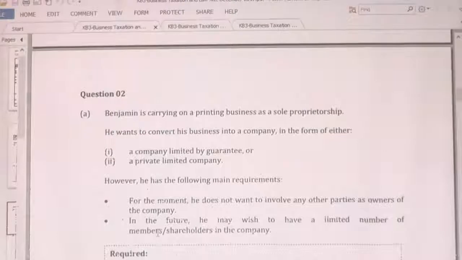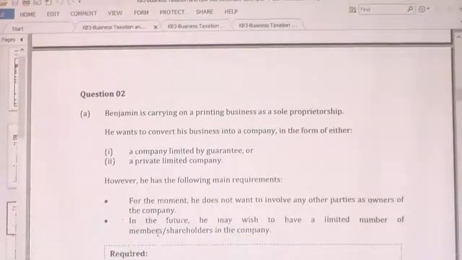For the moment, he does not want to involve any other parties as owners of the company. In the future, he may wish to have a limited number of members or shareholders in the company. What you are required to do is to explain from the two forms given above the type of company that is best suited for Benjamin's purposes.